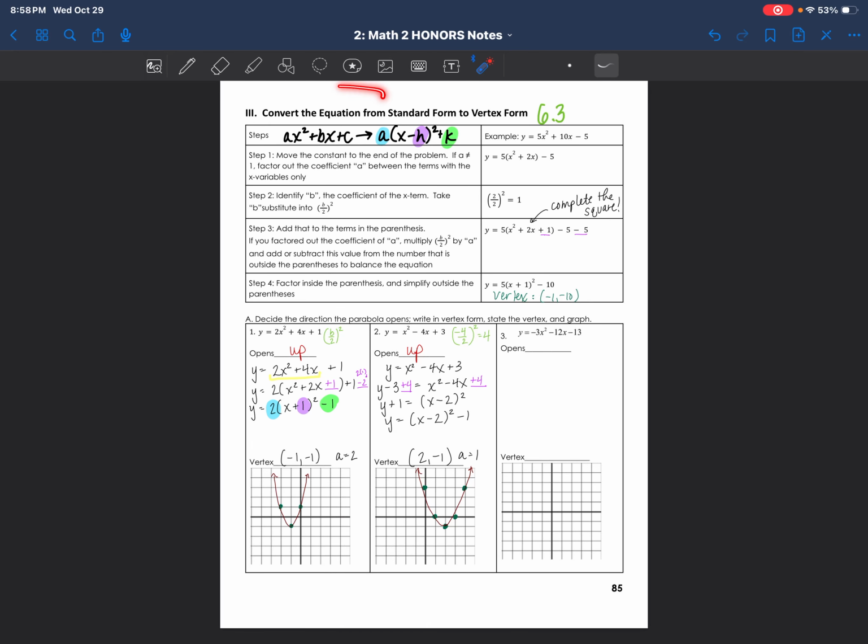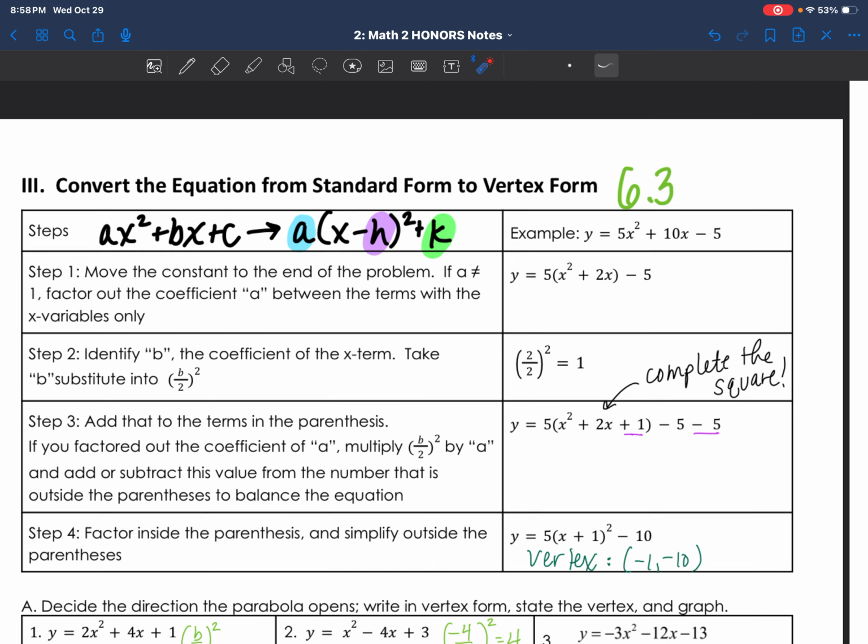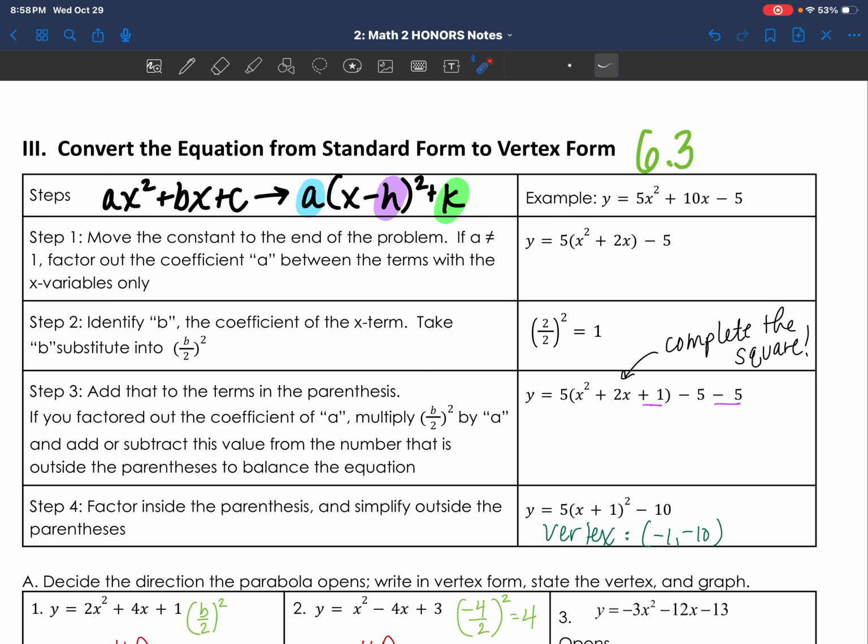All right, today what we're going to talk about is converting the equation from standard form to vertex form. So let's go ahead and get started. Remember, standard form is ax squared plus bx plus c. We're going to convert that to vertex form, which is a times (x minus h) squared plus k. There's actually a couple different ways to do this. I'm going to show you two different ways.